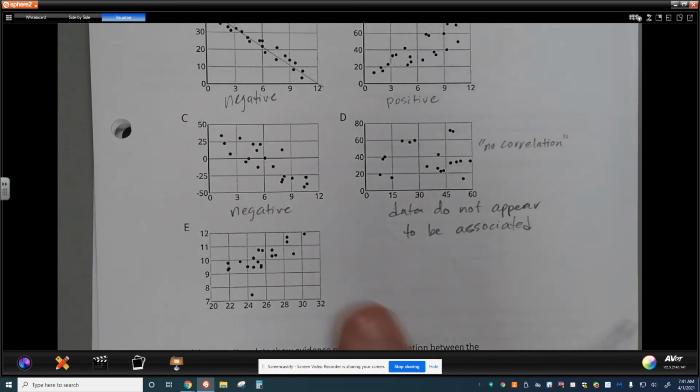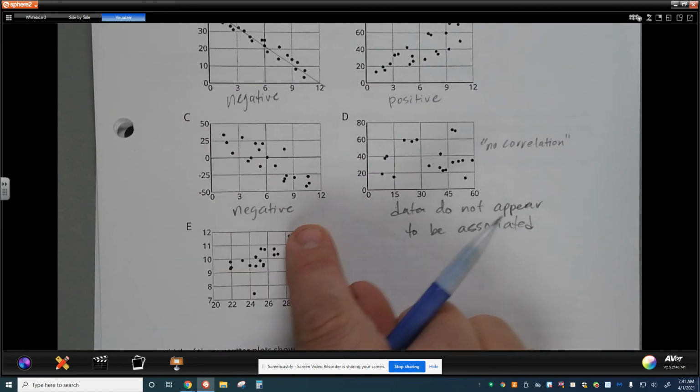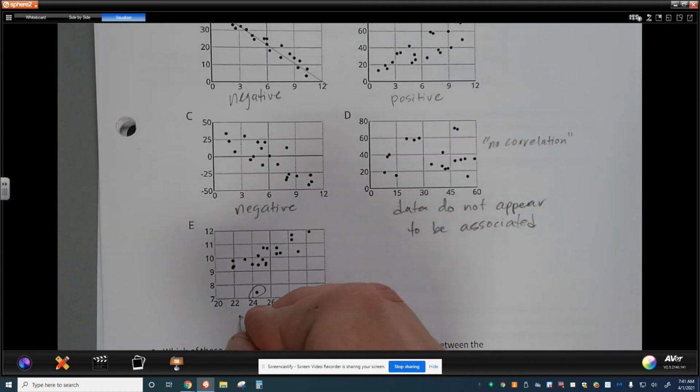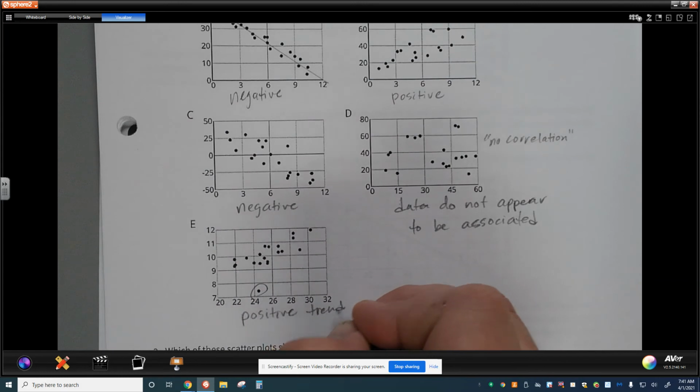The final one does appear to have a nice positive trend to it, but we do see this one down here, which is an outlier. So we could say that there's a positive trend with an outlier.